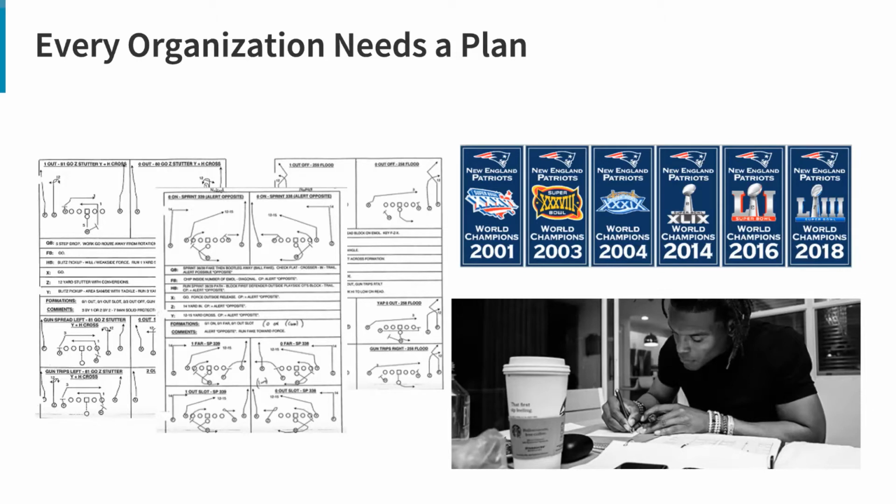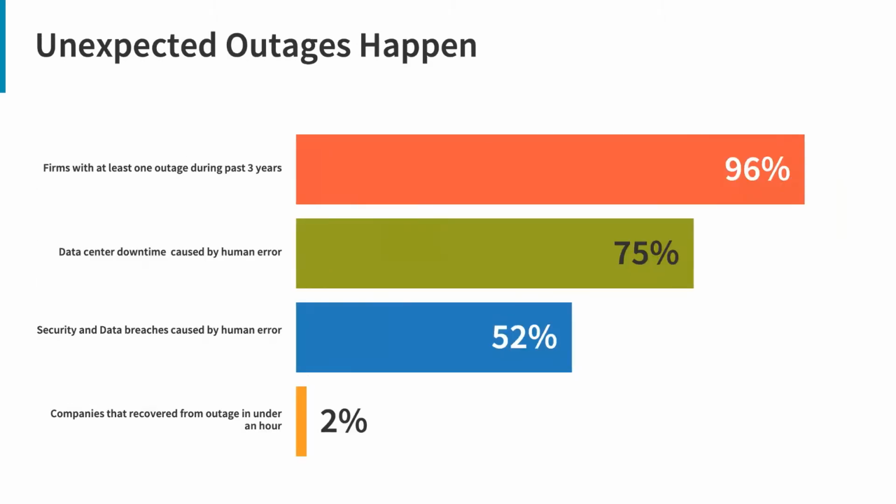Today, we'll talk about what organizations need to do so that they can become like Cam and the Patriots and rapidly respond to any type of unexpected events and keep systems running without disruption. A key takeaway from today's webinar is that unplanned outages and disruption will happen, and knowing how to recover is the most important part of your plan, regardless of what caused the outage.